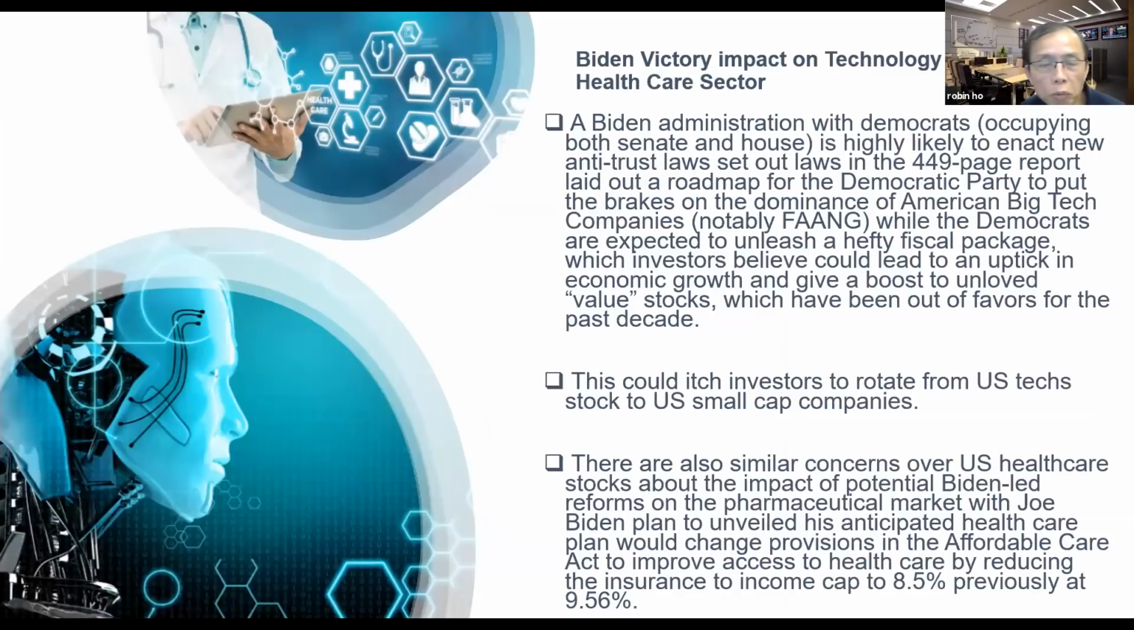The Biden administration, with a Democratic House, is likely to enact antitrust laws, which is bad for the FANGs. And it could give the unloved value stocks that have been out of favor for the past decade a boost. So Biden, when he comes in, may not be good for the FANGs. And I personally think that the FANGs, the Apple, Amazon and all that, it's time. I think they could be peaking.